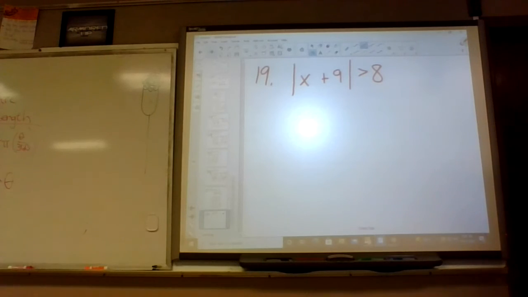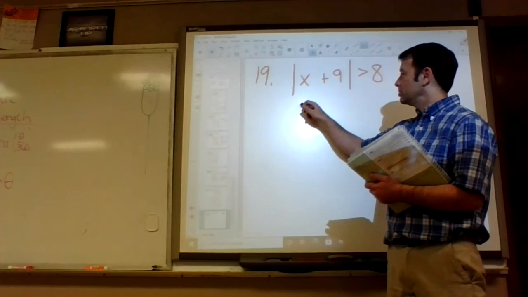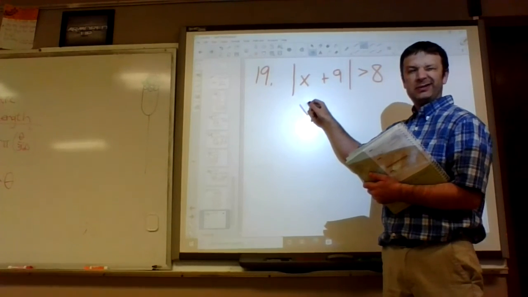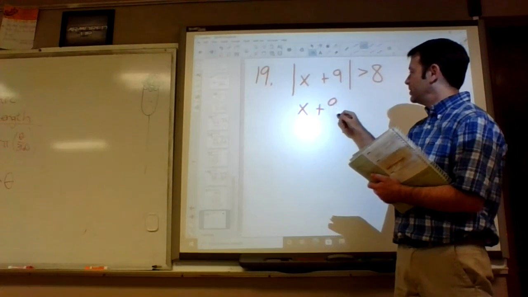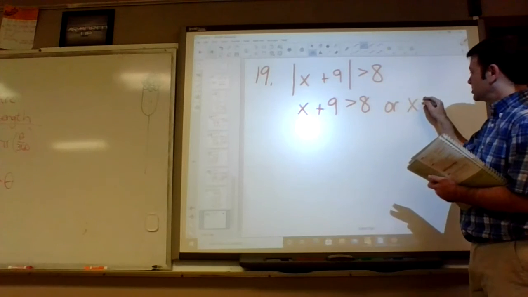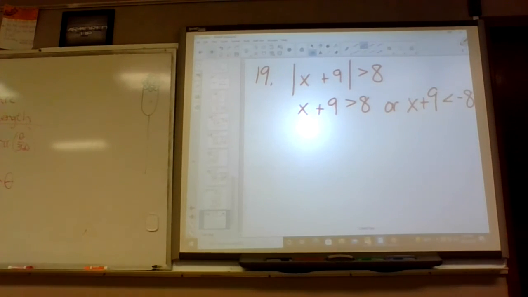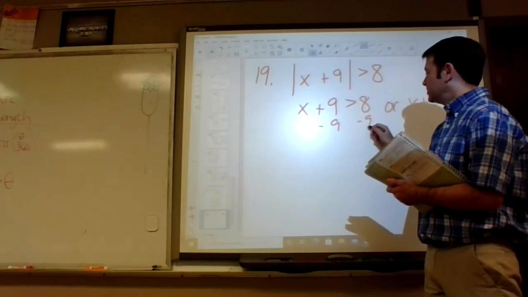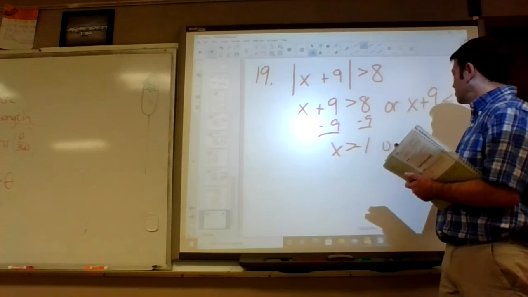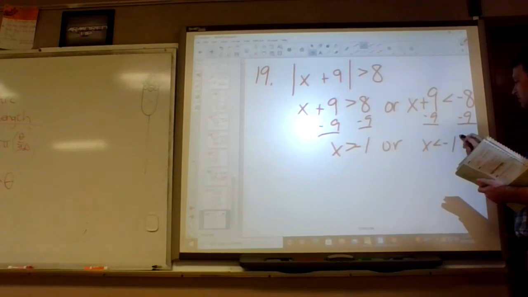It's a greater than again. So how do we set up greater than? The or. So you do x plus 9 is greater than 8, just like it says, or x plus 9 less than negative 8. Alright. 8 minus 9 is negative 1, or negative 8 minus 9 is negative 17.